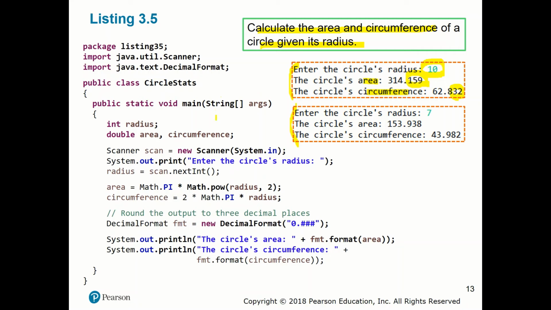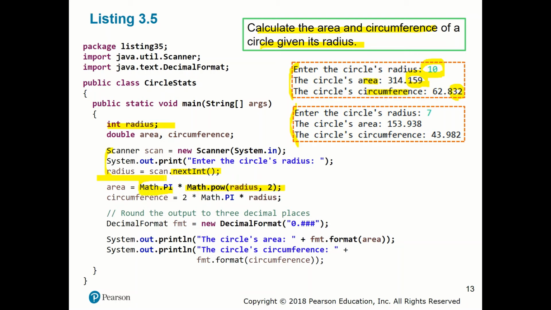The code reads radius using a Scanner object. Radius is an integer, so it is declared as an integer, and we use the nextInt method. Area is computed by pi times radius squared. You know that. So here, Math.PI times Math.pow. This is radius squared.